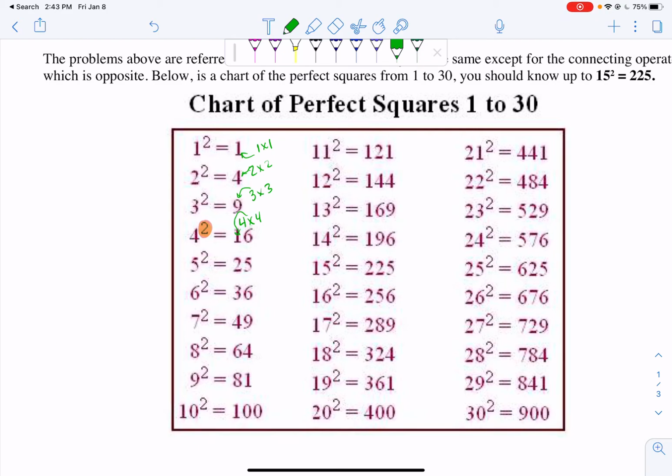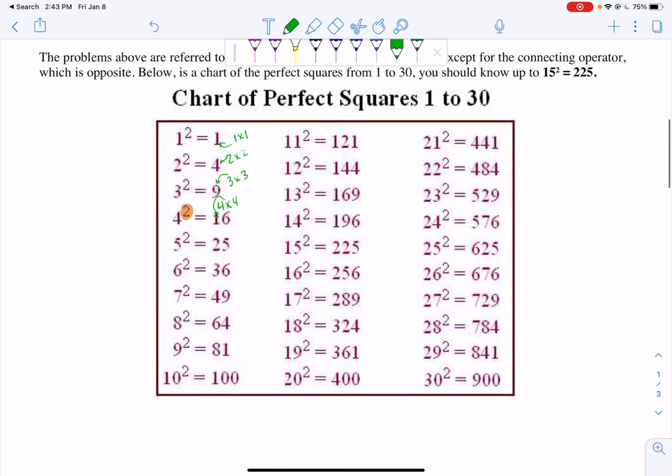11 times 11 is 121, 12 times 12 is 144, 13 times 13 is 169, 14 times 14 is 196, 15 times 15 is 225, and then keep on going. People count sheep to go to sleep.